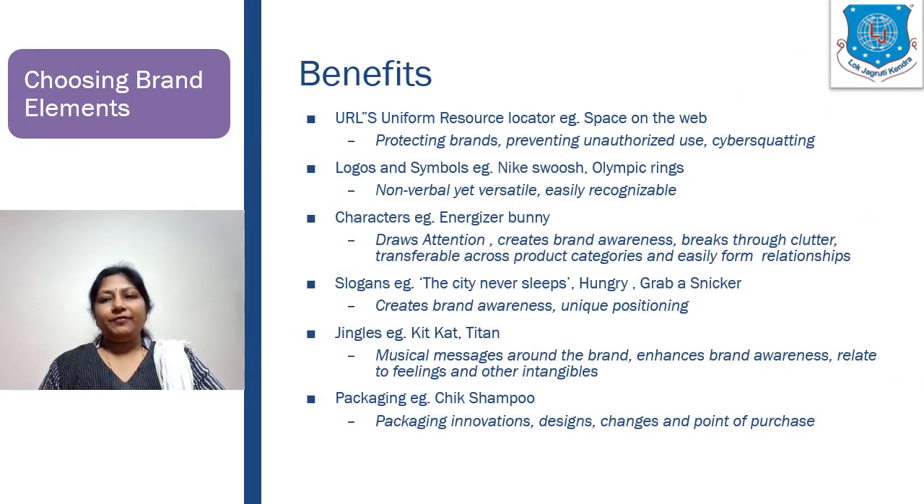A few more benefits of using these brand elements. Now if we look at URLs, this is a uniform resource locator. Example, this is a space on the web, a domain name. This is done for protecting brands and preventing unauthorized use or cyber squatting. Similarly, logos and symbols. Example, the swoosh of Nike, the Olympic rings. Now these are non-verbal, versatile, easily recognizable. Hence people are able to easily remember them.